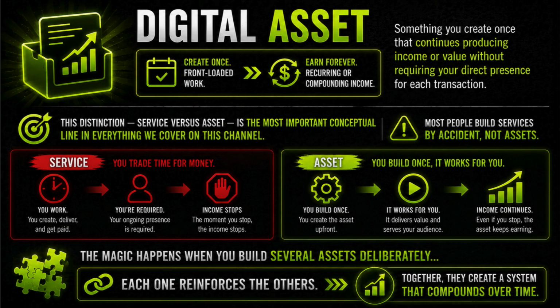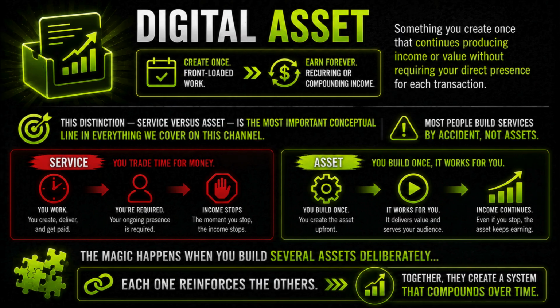Most people who are trying to build passive income have accidentally built services. They're working hard. They're producing things, but the things they're producing require their ongoing presence to generate income. The moment they stop, the income stops. A true digital asset doesn't work that way. The moment you stop, the income doesn't stop. It continues because the asset continues.